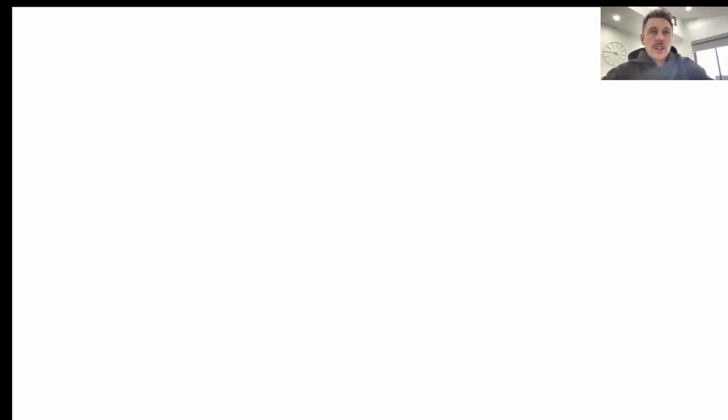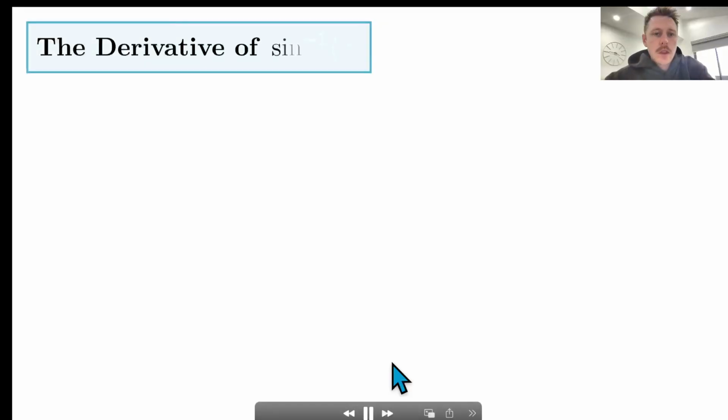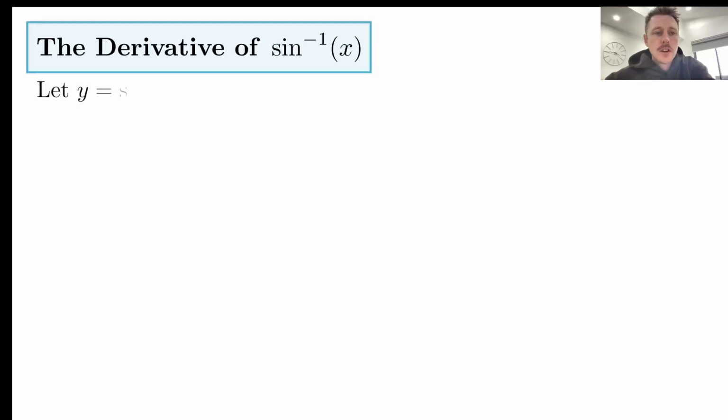All right, so we're just going to look at the derivative of the inverse sine function. So if we start to think about what that might look like, the first thing I'm going to say is just define it as a function. So let y equals sine inverse of x, which implies that x equals sine y, if you just do the same thing to both sides.